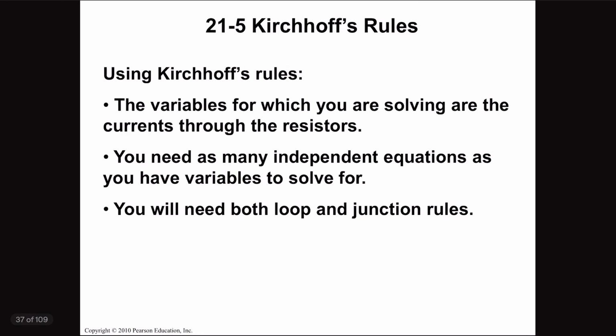All right, so Kirchhoff's rules. One, the variables for which you're solving are the currents through the resistors. You need as many independent equations as you have variables to solve for. Sometimes you can get more independent equations than you have variables, but you need at least as many. So if you have 3 different currents, then you're going to need 3 different equations. And you're going to end up needing both the junction and the loop rules to do this.